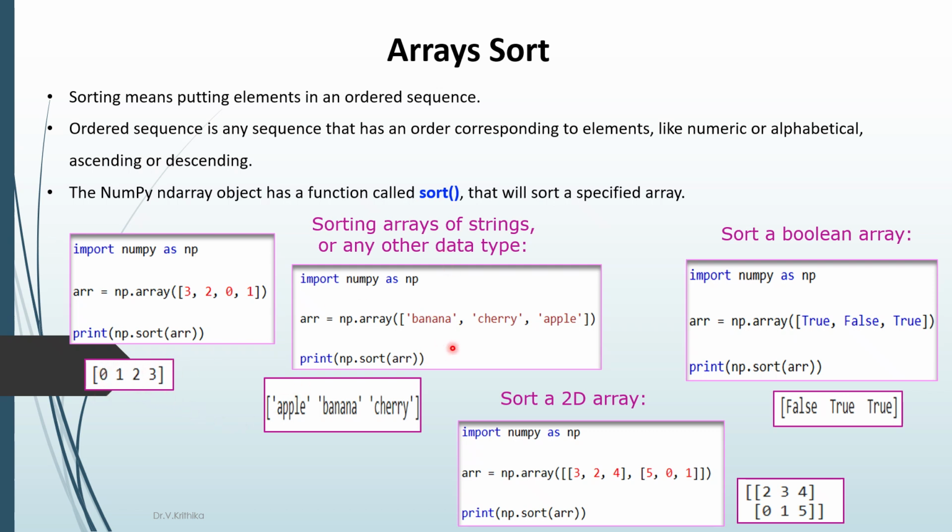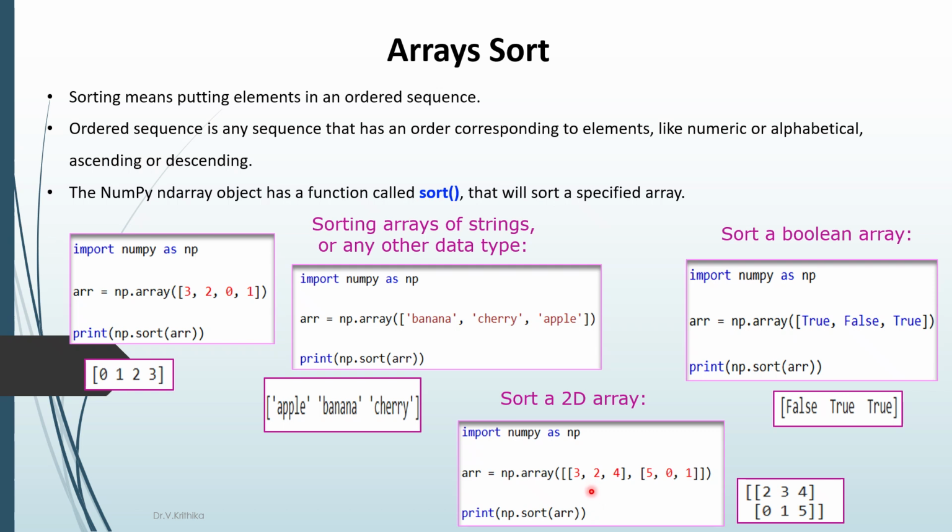And here we have the strings. We have an array with these string values. If we try to sort, it comes in alphabetical order. So it is apple, then banana, and cherry. So that's the answer here. Likewise, for the Boolean values, we have true, false, true. As per alphabetical order, if you try to sort using the sort function, F is the first one, so false, and then true, true. Likewise, here we have the values in the 2D array. What we try to do is sort it.